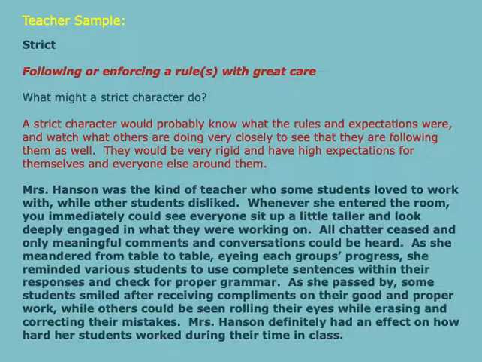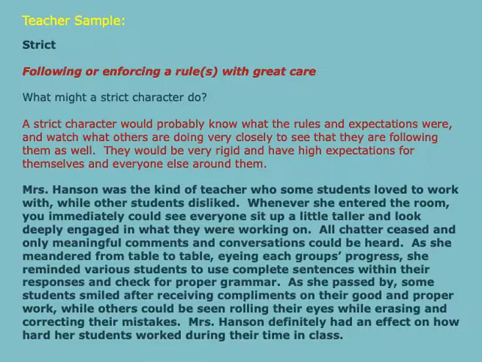Now, after I had my list of a couple bullet points for each one of them, I decided to make a scene that I was going to create, Mrs. Hanson. Mrs. Hanson is a teacher, and I wanted her to be strict. So I had to think about what were some things that she would be. What were some things that she might think and how might others act with her?